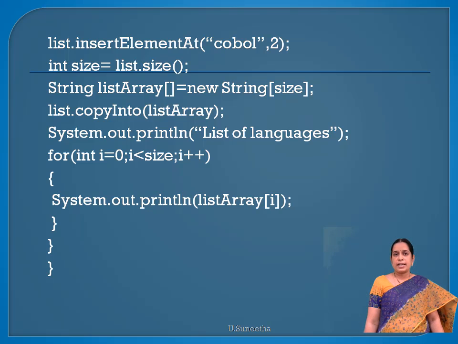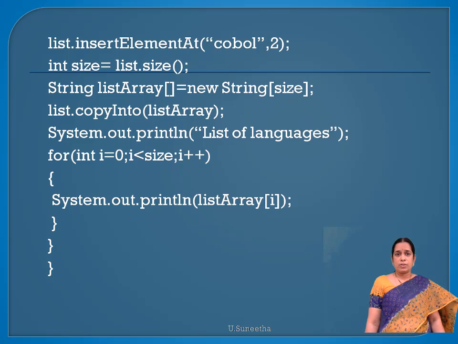The vector's size, that is the number of elements present in the vector, will be retrieved into the variable size. So size generally increases here. Next, we are creating list array, and its data type is string, and the size has been mentioned here. The appropriate size will be present for that particular array. list.copyInto(listArray), that is, all the elements in the vector will be copied into the array listArray.